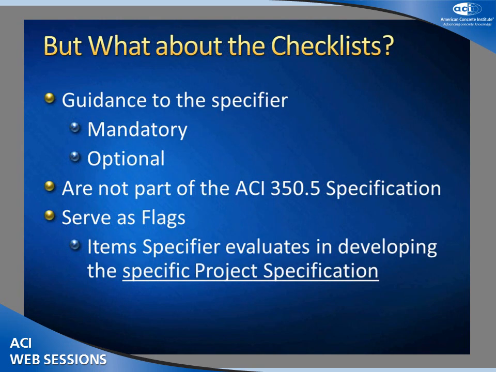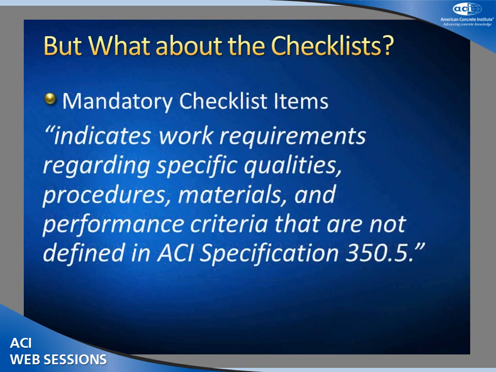And then some of you, how many of you have used specs like 301? So we have some people. You know, there's a checklist, right? So what's a checklist? Well, yeah, we do have a checklist, but that is really not a part of the specification. If you look at the wording that we have, we say this is for guidance to the specifier that helps the specifier identify items. We kind of flag those items that they need to look at when they're developing their specific project specification. We have mandatory checklists.